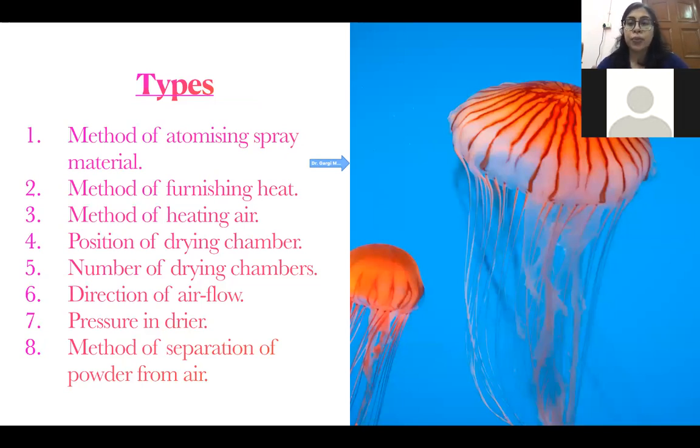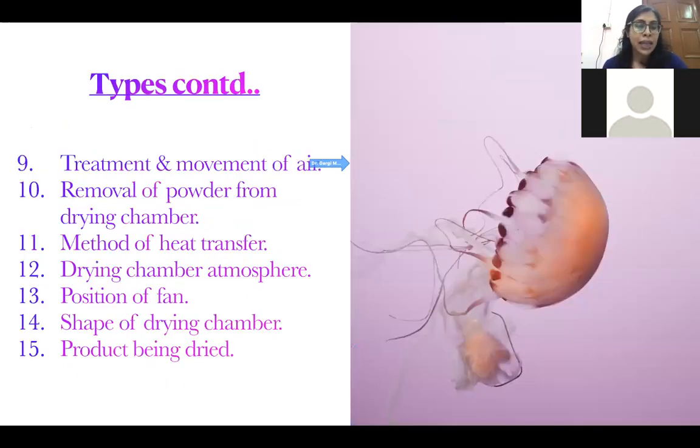So, the points on which the machine can be differentiated are: first, method of atomizing spray material; second, method of furnishing heat; third, method of heating air; fourth, position of drying chamber; fifth, number of drying chambers; sixth, direction of airflow; seventh, pressure in air; eighth, method of separation of powder from air; ninth, treatment and movement of air; 10th, removal of powder from drying chamber; 11th, method of heat transfer; 12th, drying chamber atmosphere; 13th, position of fan; 14th, shape of drying chamber; and 15th, product being dried. We discuss each and every point individually, okay?